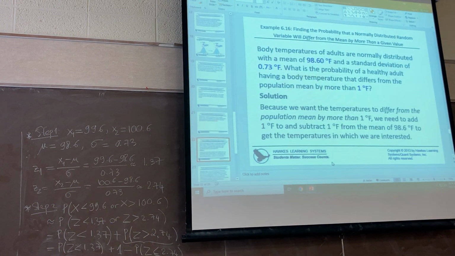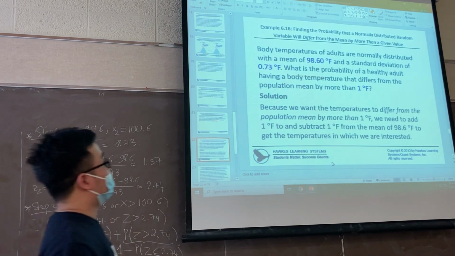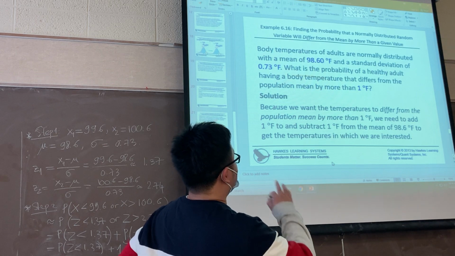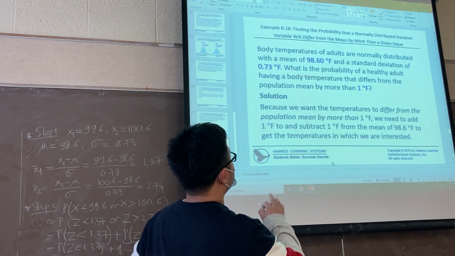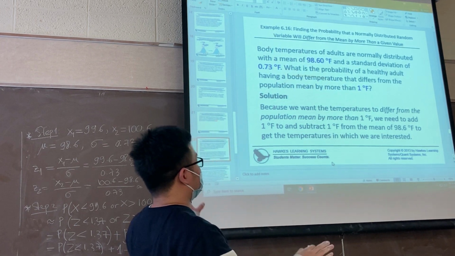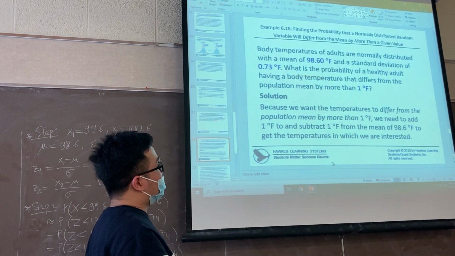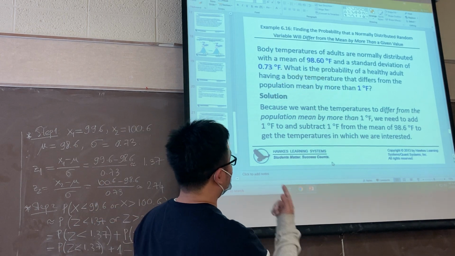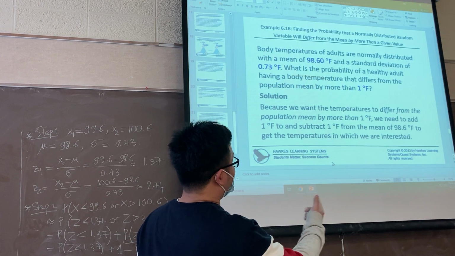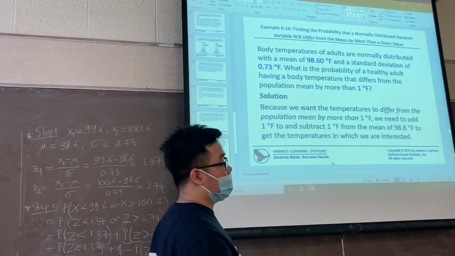Okay, and one more example before we end the class. We have the body temperatures, which are normally distributed with a mean of this, with the same assumption. And here they ask you what is the probability of a healthy adult having a body temperature that differs from the population mean by more than one.